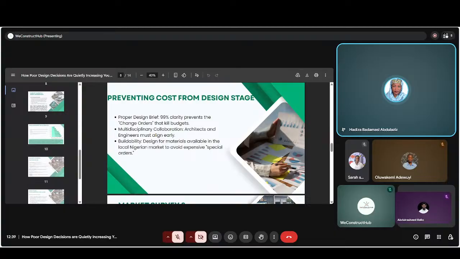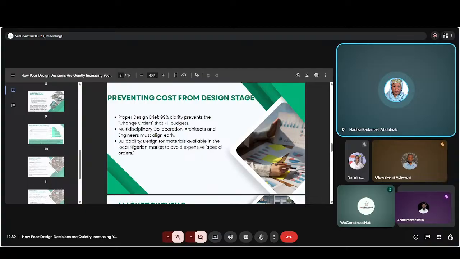So, as I say, poor design brief. A clear and detailed design brief sets the foundation for the entire project. When requirements are well defined, there is less confusion and fewer challenges later. In fact, getting it right early prevents the change orders that actually destroy projects.